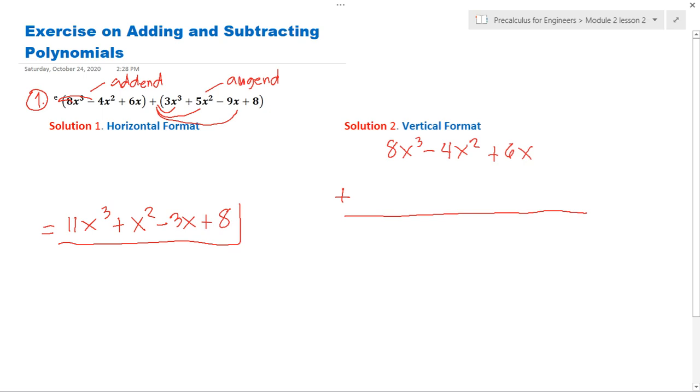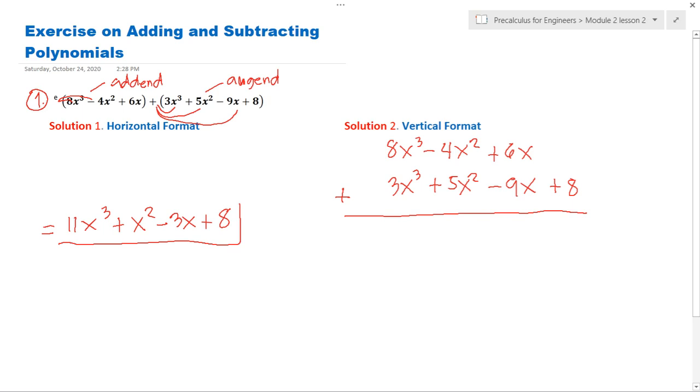In writing it, you need to align those terms that are similar to the addend. So 3x cubed aligns with 8x cubed. So we have 3x cubed. How about 5x squared? It also aligns here with negative 4x squared. So this is positive 5x squared. How about negative 9x? It aligns with positive 6x. So we have minus 9x. How about our constant 8? It just goes at the end because there is no constant in our addend.